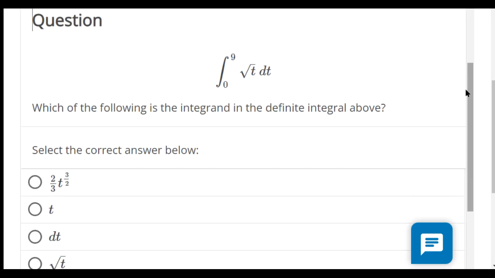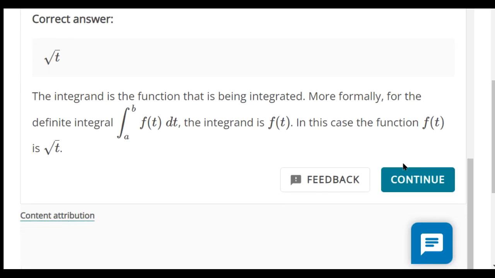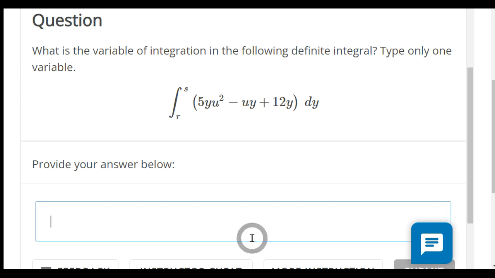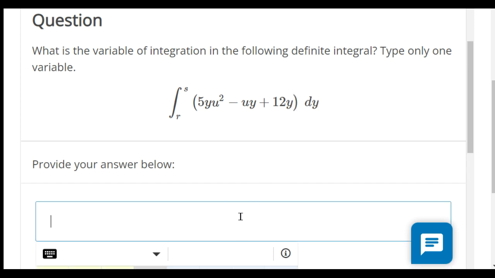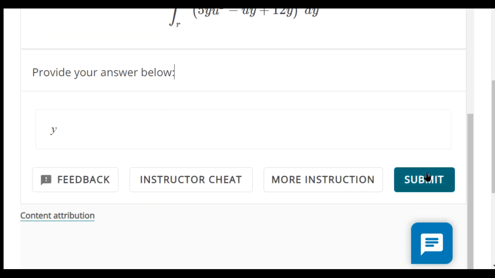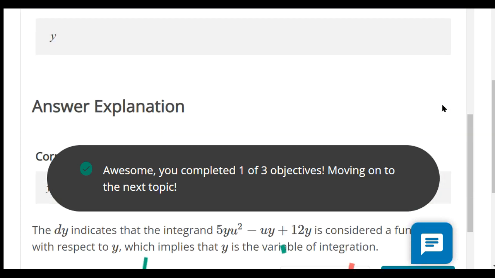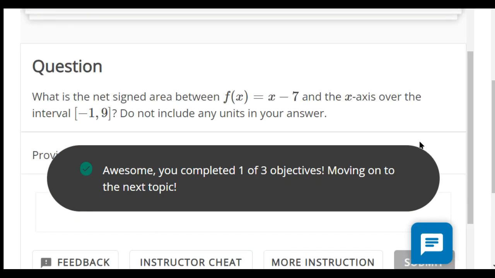Which of the following is the integrand in the definite integral above? It's square root of t. Super. These are easy. What is the variable of integration? Ooh, it's y. You're integrating with respect to y. U is just some constant. Alright, so I must know my way around the integral then. I can move on to the next objective.